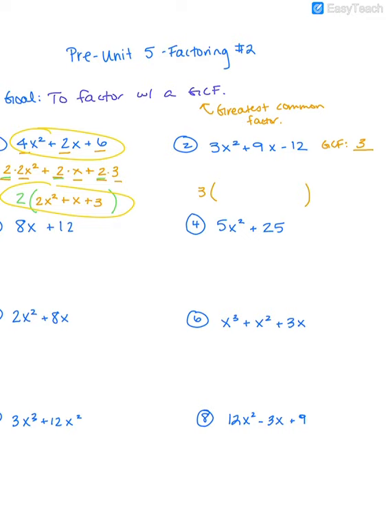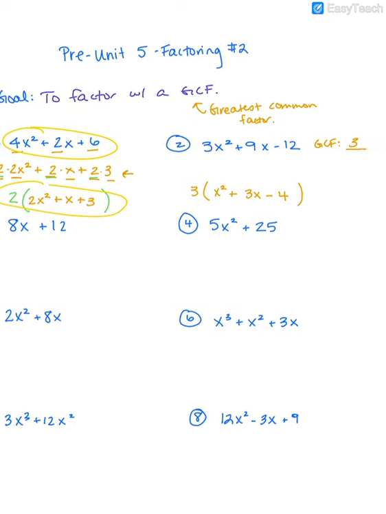Okay? Now, 3 times what would give you 3x squared? And it would be 3 times x squared. Plus 3 times what gives you 9x? 3x. 3 times 3x gives us 9x. If I were to be distributing this, okay, 3 times what will give us negative 12? And that would be negative 4.